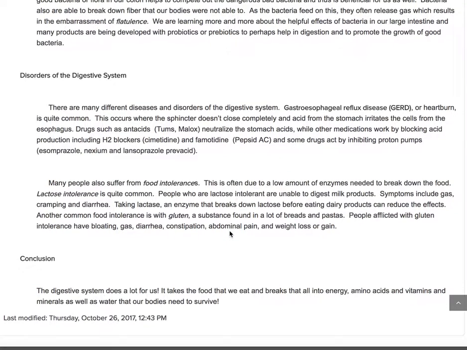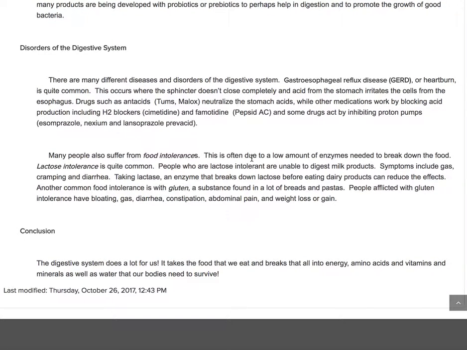So there are lots of different disorders about the digestive system. Many people have GERD or gastroesophageal reflux disease. So that little sphincter that connects the esophagus to the stomach doesn't function quite right. So we can get a little bit of acid that comes out, and that can really hurt your esophagus, and it can be quite painful. But drugs such as antacids can help.